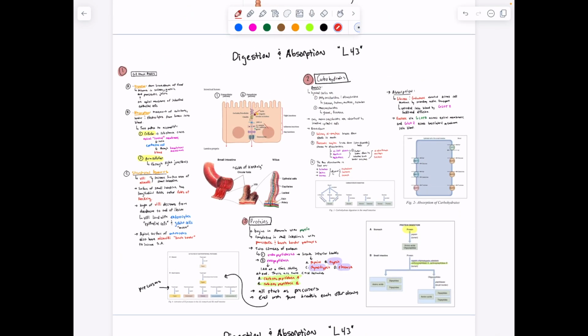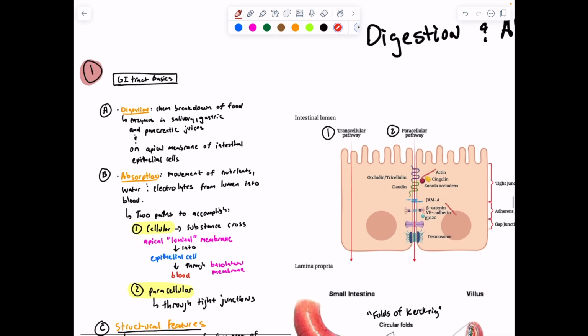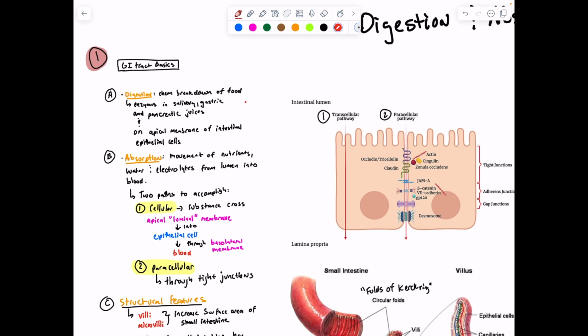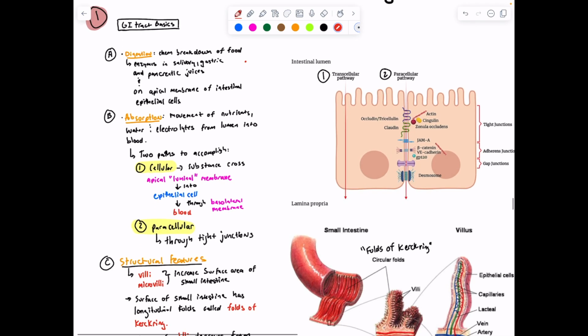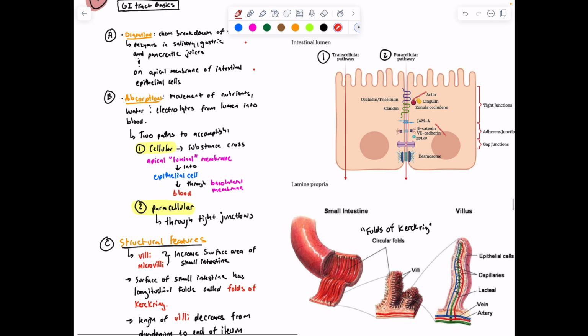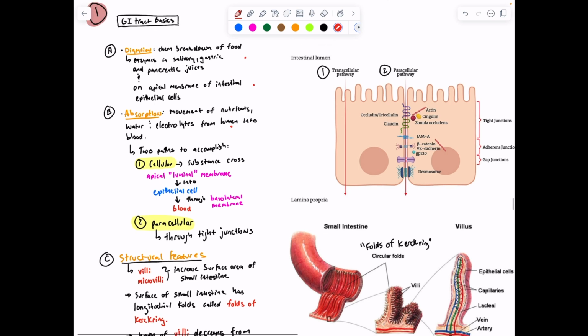So starting with the basics of the GI tract, digestion is the chemical breakdown of food using enzymes in the salivary, gastric, and pancreatic juices, and these enzymes are also on the apical surface of intestinal epithelial cells. Absorption refers to movement of nutrients, water, and electrolytes from the lumen of the GI tract into the blood. There's generally two ways that this can be accomplished.